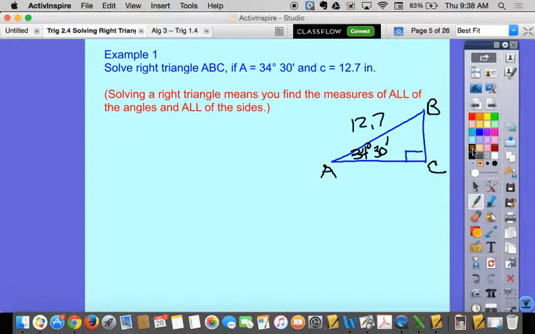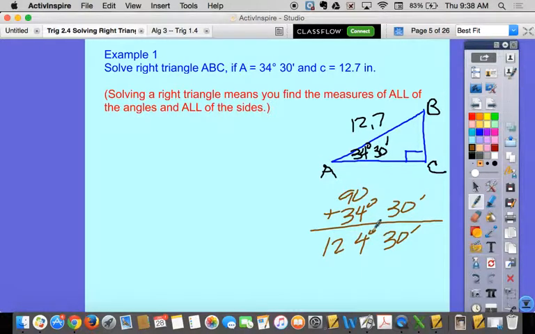If it says solve the triangle, make sure you find all the angles, all the sides. Now think about it. You have to use trig to figure out everything. So what can you do? How are you going to figure out angle B, or what would be 90 plus this, so 90 plus 34 degrees, 30 minutes. I got 30 minutes. What's that? Then what?